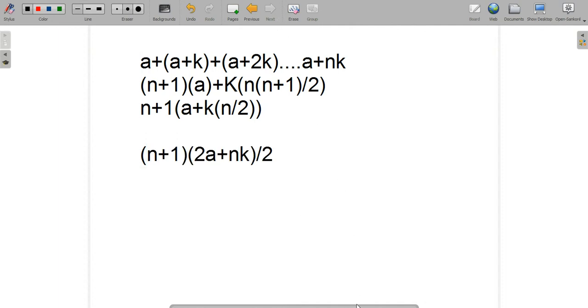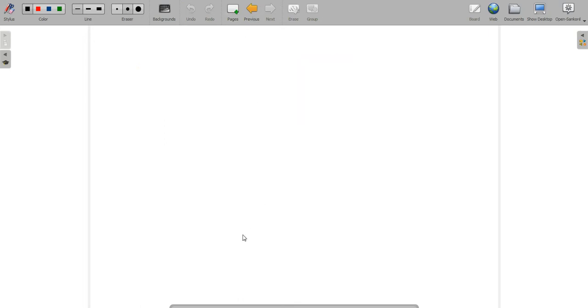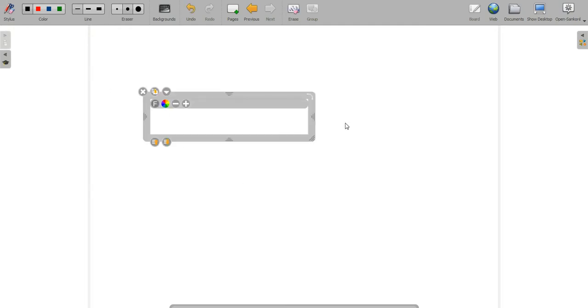So now let's do a proper example so you can get the hang of it. You don't have to memorize any formulas, it's more about the concept than anything. Okay, so now let's get a number. Let's say 8 plus 15 dot dot dot 78.